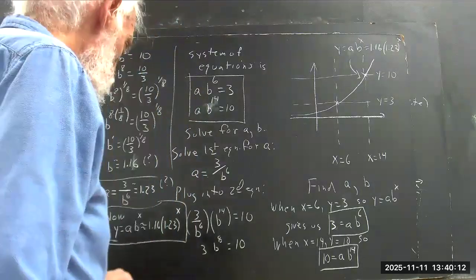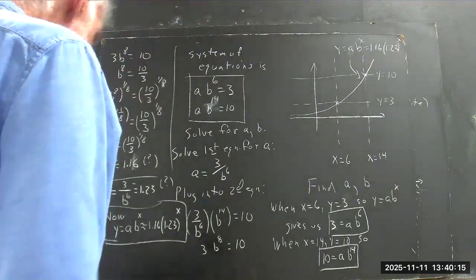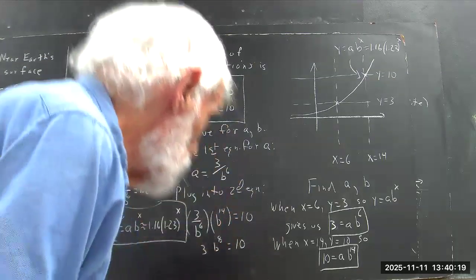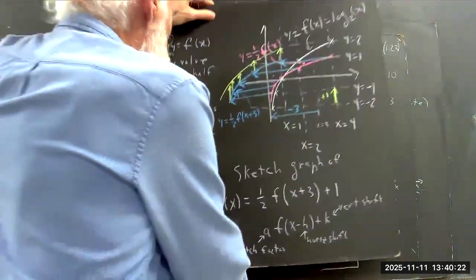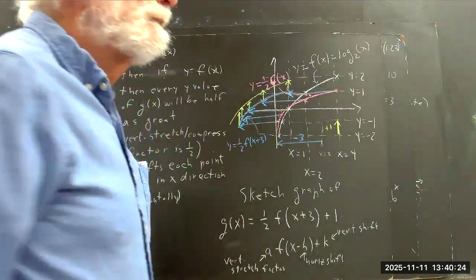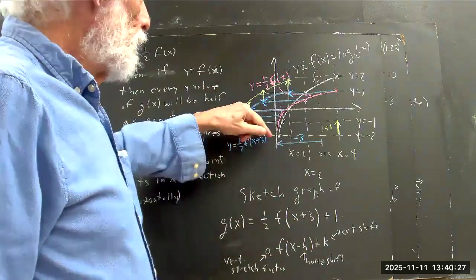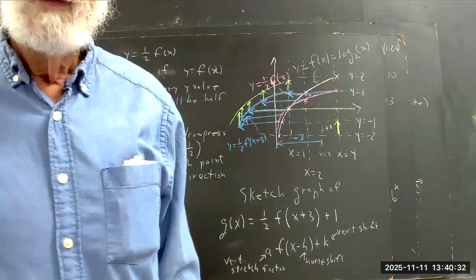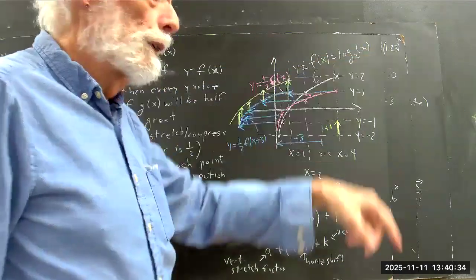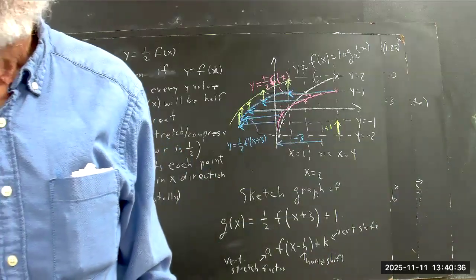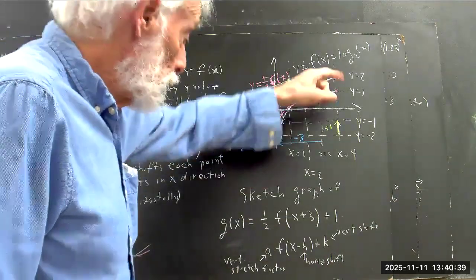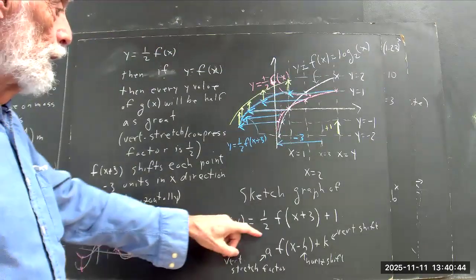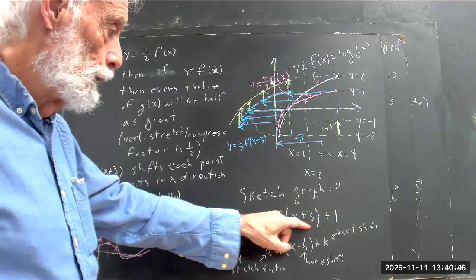Now, let me quickly review something we did in the support course. I'll just point at the board. Here we have a white graph. That's our graph of y equals f of x. That graph happens to be log base 2 of x, but it makes no difference. What we want to do is take that graph and see how we can transform it into the graph of g of x, which is 1/2 f of x plus 3, plus 1.